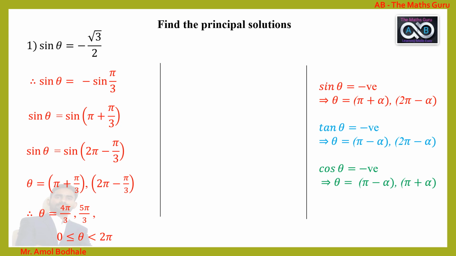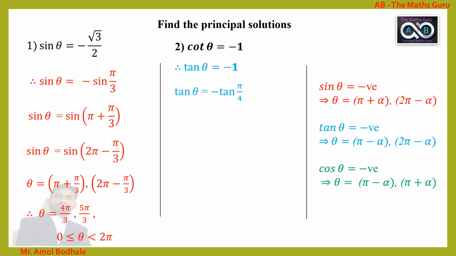Let's see the second example. Cot theta equal to -1. Now by taking the reciprocal, we can write tan theta equal to -1. So therefore we know tan of pi by 4 is 1. So the negative symbol as it is, 1 can be replaced by tan of pi by 4. So here tan equal to some negative value is given. So we know that tan is negative in which two quadrants? That is in the second quadrant and fourth quadrant.